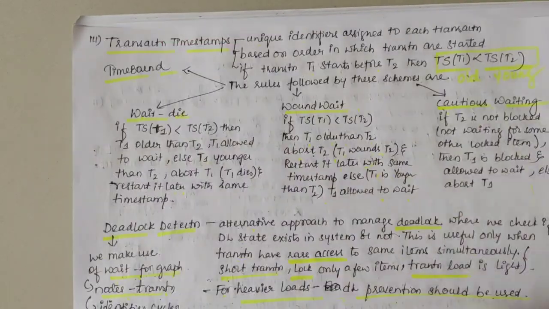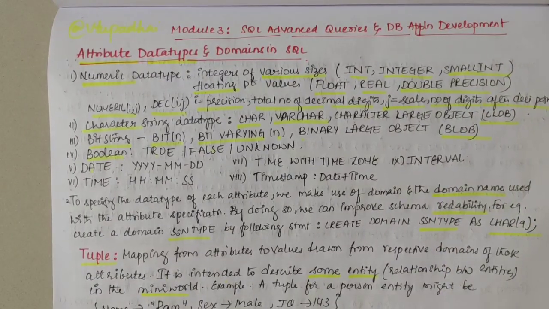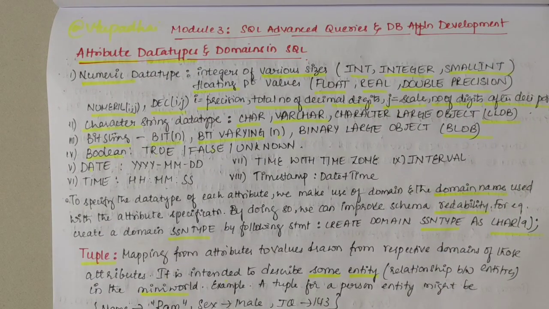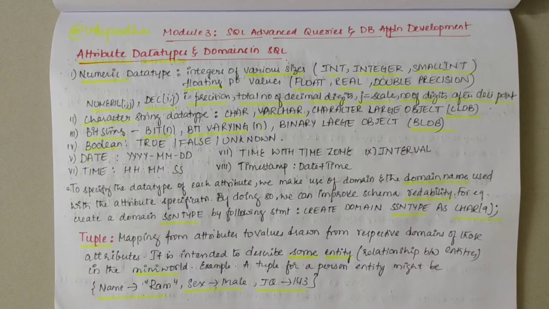So I have almost completed all the important topics of the third module. I would suggest you go through the PDF ones. There are a few topics which are not covered, so I would suggest you refer to those and be thorough with these. The PDF would be available in the description and comment section.